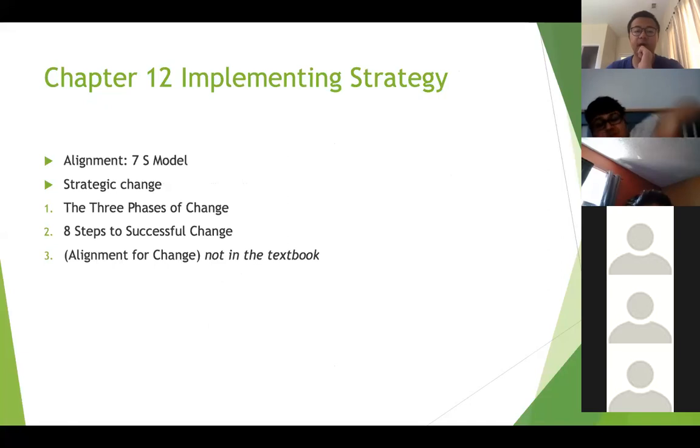Chapter 12, implementing strategy. For this chapter, we have two topics. The first one is alignment, the 7S model. The second one is strategic change: the three phases of change and the 8 steps to successful change. Also, there is content not in the textbook but appearing in the professor's slides, alignment for change.